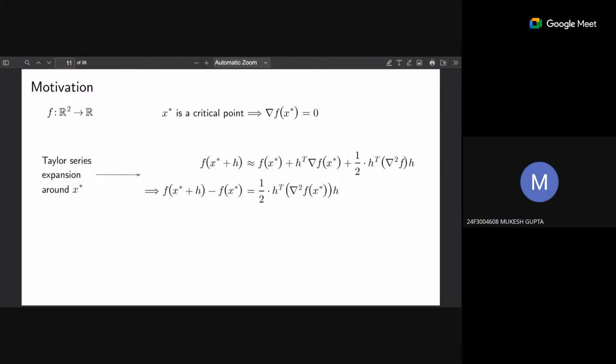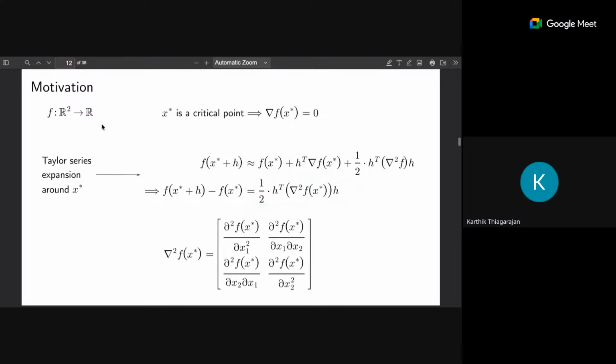So what is this? Can someone tell me the meaning of this expression? Change in x, change in f. Yeah. So if I move by some small distance, or if I move in the direction h away from x star, by how much does the function's value change? The function's value changes by this much, and you are giving that in terms of this expression, this quadratic form. Okay. So this matrix here is nothing but this thing. Second order partial derivatives.